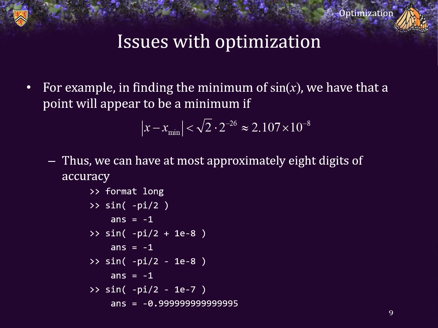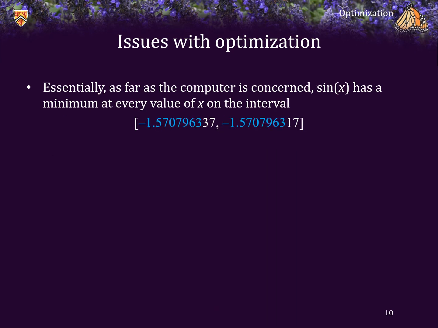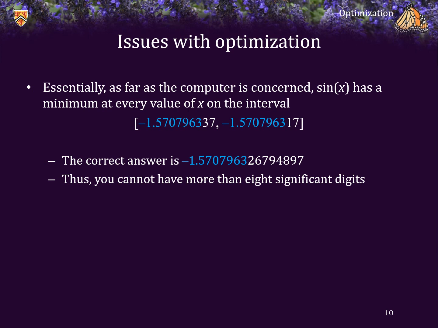Now, if we try to evaluate it at a slightly larger number, say negative pi by 2 minus 10 to the negative 7, now we get a value that is different from the actual minimum. Therefore, as far as the computer is concerned, sine of x has a minimum at absolutely every single value of x on this interval. And as you can see, the correct answer lies somewhere in between, but there's a good chance that you may not even get anything more than 8 significant digits of accuracy. If you get any more, it's more by luck than by design, because the computer cannot differentiate between any of those numbers, because all of those evaluate to the exact same value, the floating point number representing negative 1.